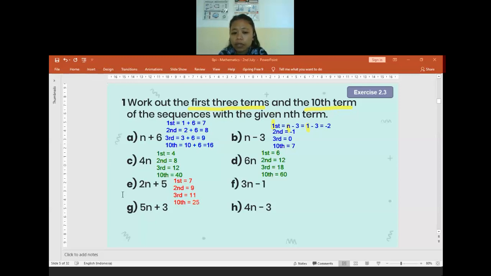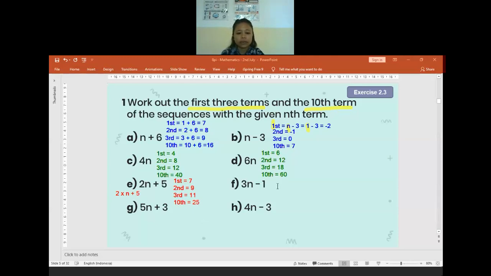If you are getting confused, 2n plus 5 means 2 times n, and after that you add 5. So for the first term, it will be 2 times 1 plus 5. 2 times 1 equals 2. 2 plus 5 equals 7. Really, no question? If no question, I will move to question F.